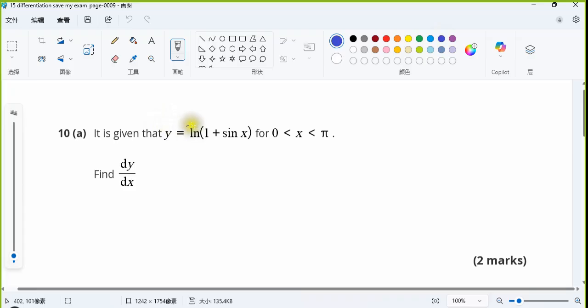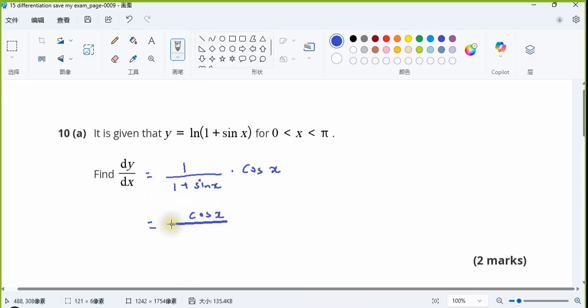Question number 10. y is ln of this. dy/dx is 1 over (1 plus sine x), and then multiply with cos x. So the answer will be cos x over (1 plus sine x).